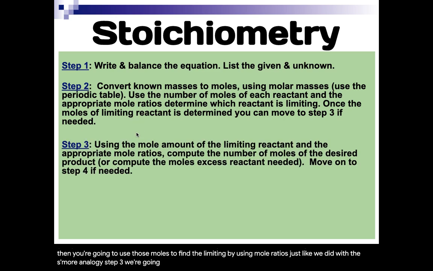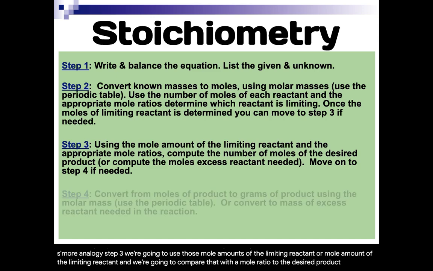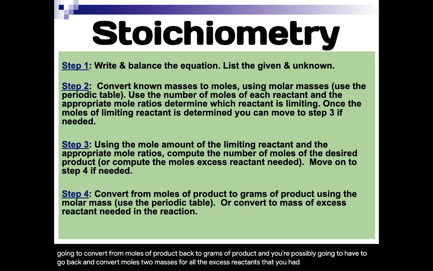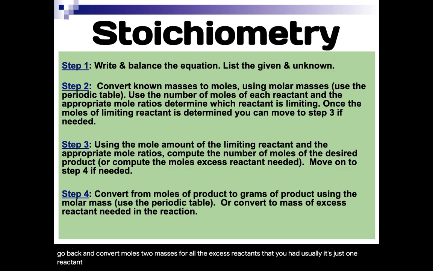Step 3, we're going to use the mole amount of the limiting reactant and compare that with a mole ratio to the desired product. Next, you're going to convert from moles of product back to grams of product, and you're possibly going to have to go back and convert moles to masses for all the excess reactants that you had. Usually it's just 1 reactant that you have to find the excess of, and typically you'll find that by mass.